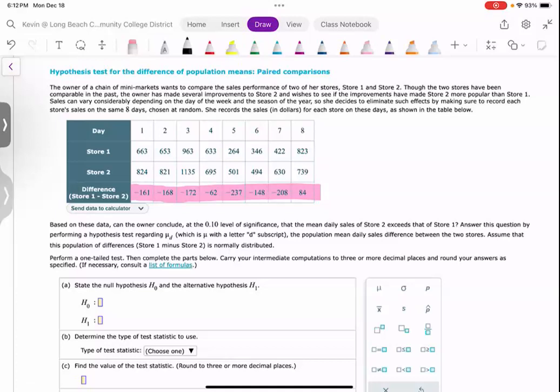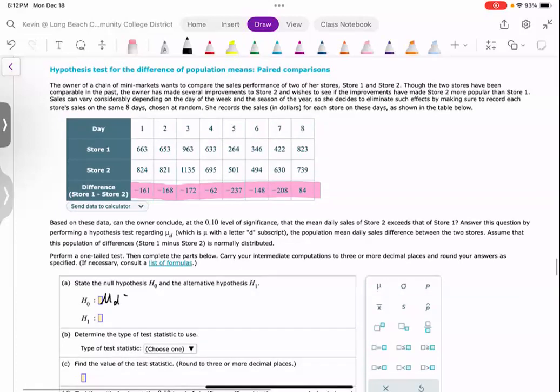So let's set up, again, we're going to assume that there's not going to be a difference, but this is going to imply that mu sub D should be negative if the sales are higher in store 2. So we expect that difference to be negative. And you can see in the pink there that we got a lot of negatives going on.